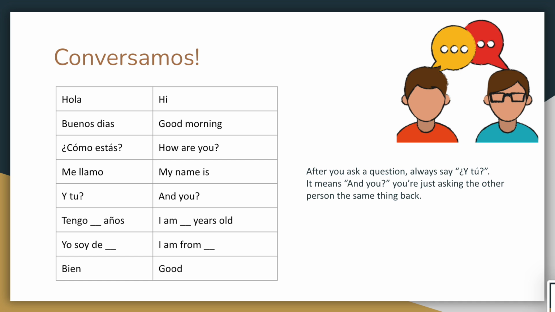Tengo blank años, which means I am blank years old. Yo soy de, which means I am from. And then finally, bien means good. Along with this, after you ask a question or you say a response to a question, you always say y tú because it means and you, so you're just asking the person the same question.